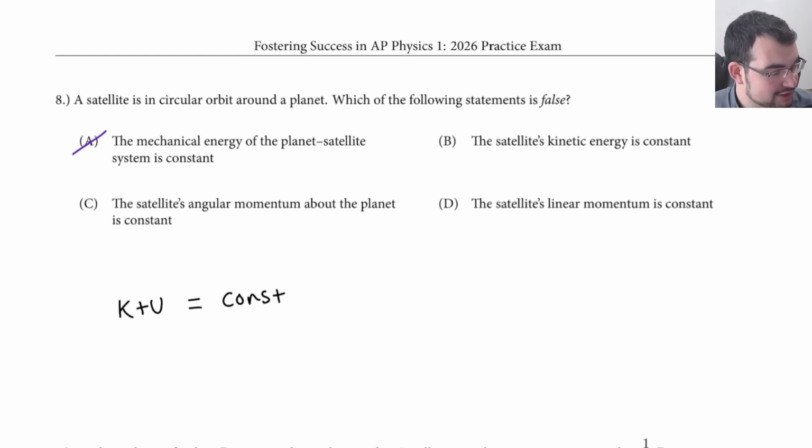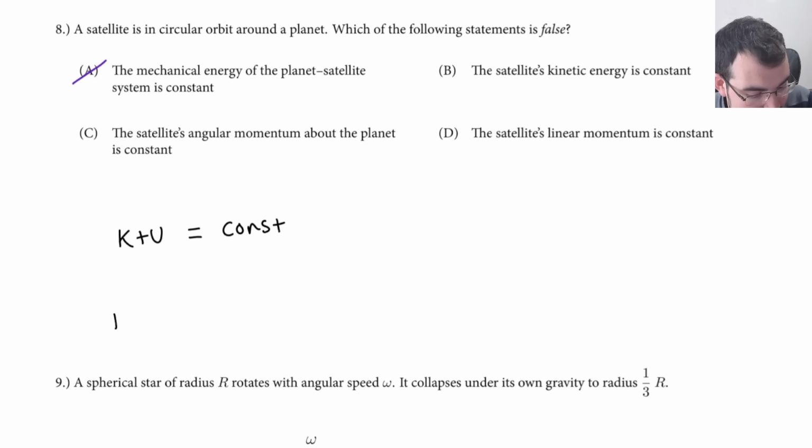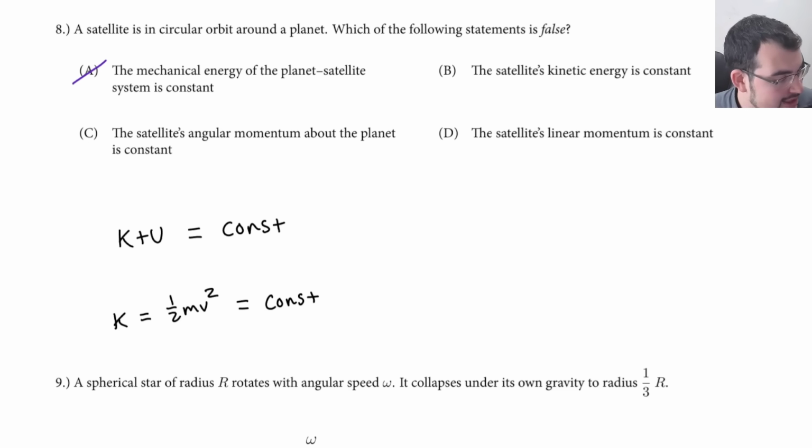What about kinetic energy? The satellite's kinetic energy is constant. Well, we know that kinetic energy is equal to 1/2 mv squared. And if you're orbiting in a circle, that's uniform circular motion, so this will also be constant because my speed does not change in a circle. The satellite's angular momentum about the planet is constant.